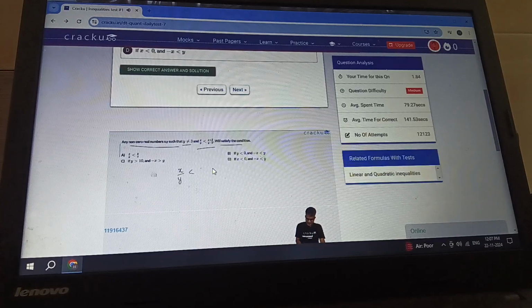Because if you're told that x by y is less than x plus 3 divided by y minus 3, why don't we just cross multiply? We won't cross multiply because we don't know the sign of y. Is y greater than 0 or is y less than 0? We don't know that. Similarly, we don't know the sign of y minus 3.